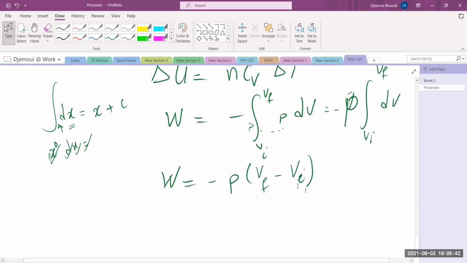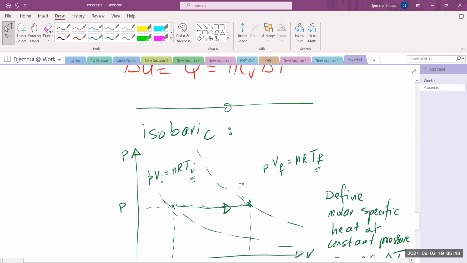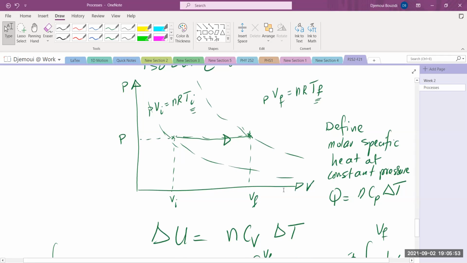Obviously, if the final volume is bigger than the initial volume, this number is positive. And the whole number is going to be negative. So indeed, in this case, the work is done by the gas because it went from initial volume to a final volume.